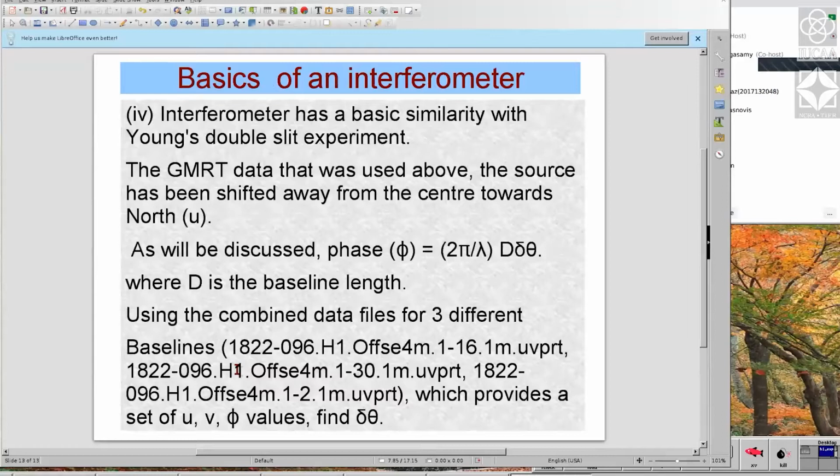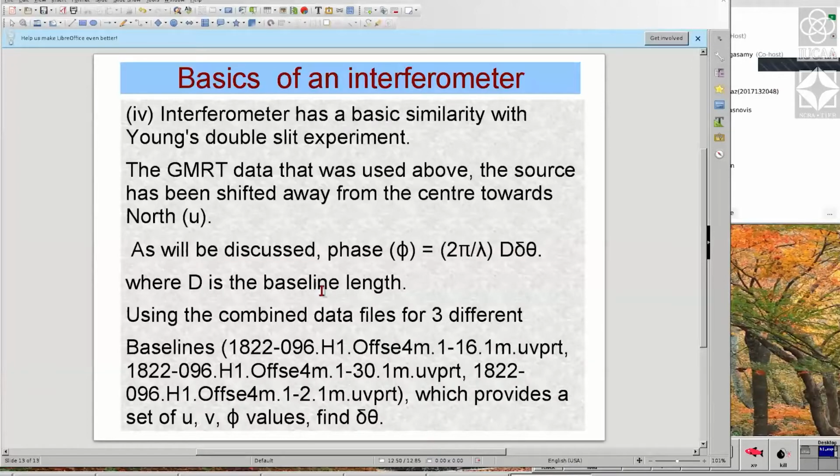And number 4 is basically another question, not directly to do with the line, but to do with an interferometer, which has a basic similarity with Young's double slit experiment. In the GMRT data which was used above, the source has been shifted away from the center towards north. This is a hint already given. As will be discussed, the phase phi, which we see in interferometric data, you can think of as 2 pi by lambda, times d, the baseline length, times delta theta.